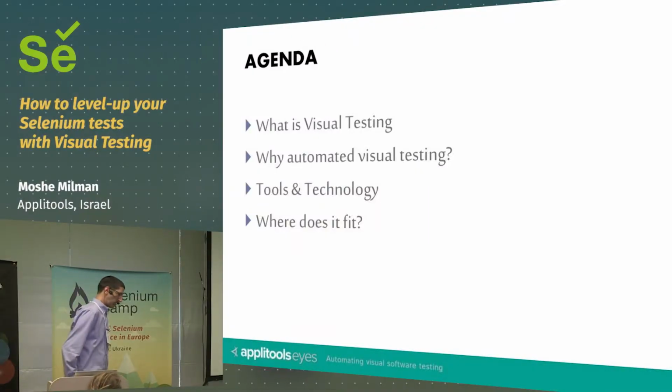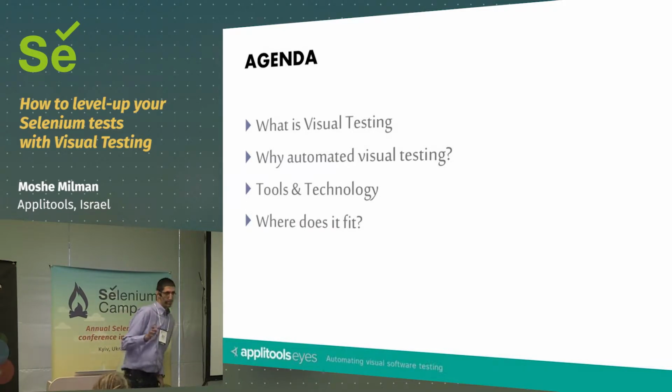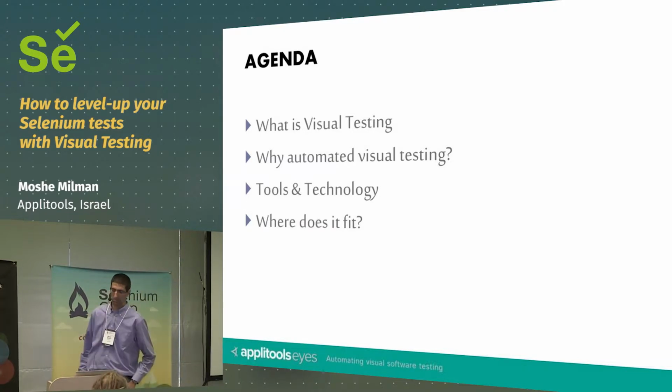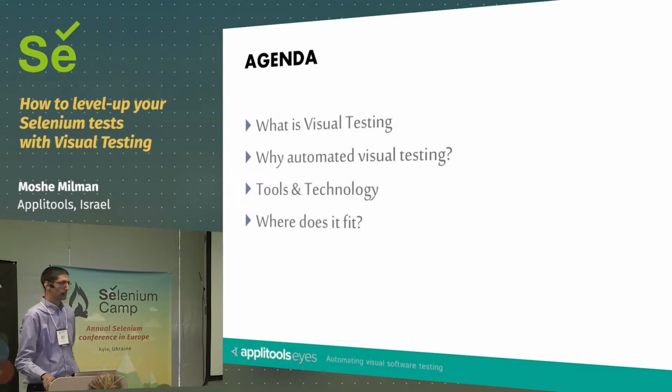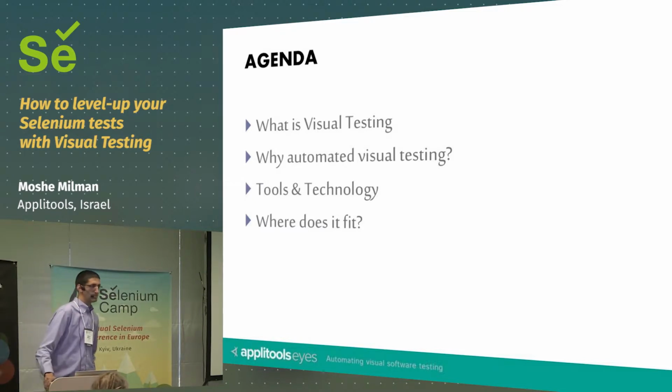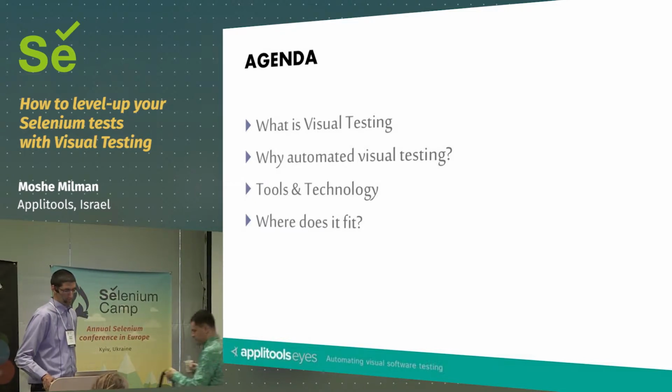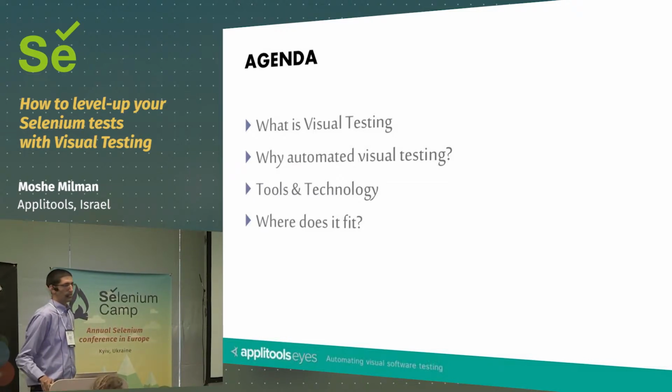So what we're going to talk about today, we're going to start by explaining what is visual testing, or agreeing at least on what is visual testing. We'll understand why it's important to do visual testing and what the benefits are. We'll look at some tools and technology. I'm going to share an overview of some of the leading tools that are available today. We're going to see some examples of how to build an end-to-end visual test on top of Selenium with some open source tools. You're going to see it step by step. You can see how easy it is to build such tests. And then we'll see where it fits in the life cycle of software development.